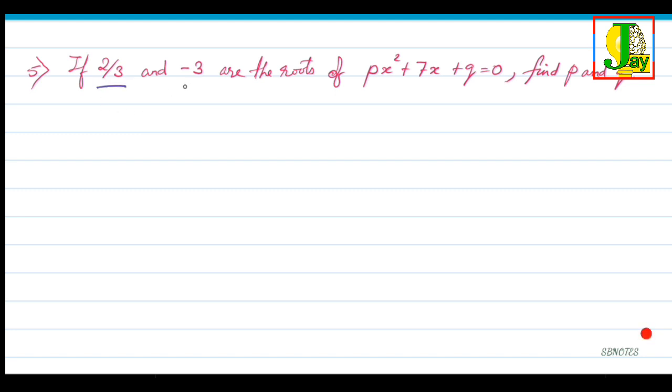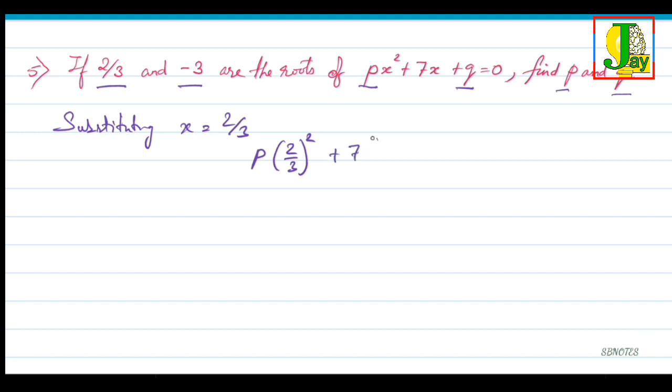Now in this question, 2/3 and minus 3 are the given roots and we have two variables here, p and q. So we get two equations and we need to find the value of these two variables. Let's start with the first root first. Substituting x equals 2/3, we get p into (2/3)² plus 7 into 2/3 plus q equals 0.